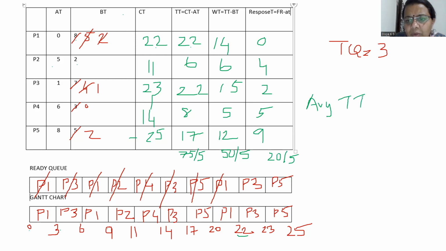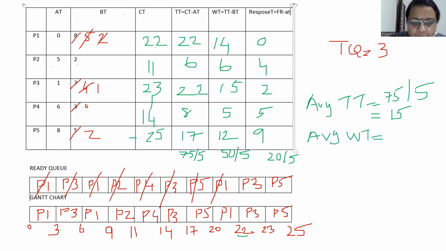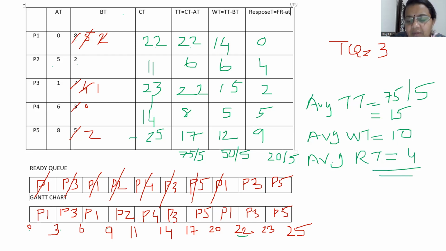So here you have to write: average turnaround time equals 75 divided by 5, and the answer is 15. My handwriting is very bad here. Average waiting time equals 50 divided by 5, which is 10. And average response time equals 20 divided by 5, which is 4. This is your answer. Like this, you can solve it very easily.